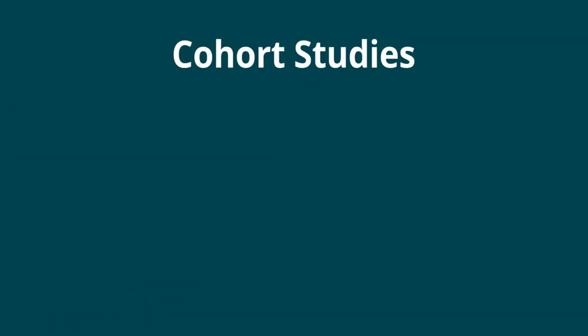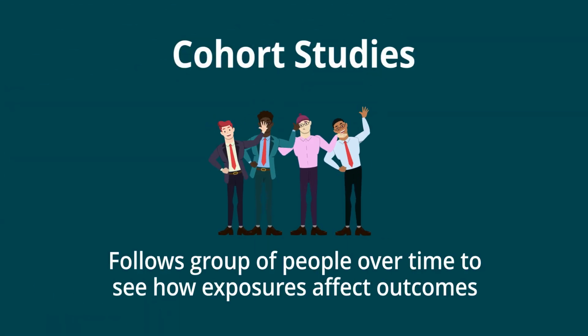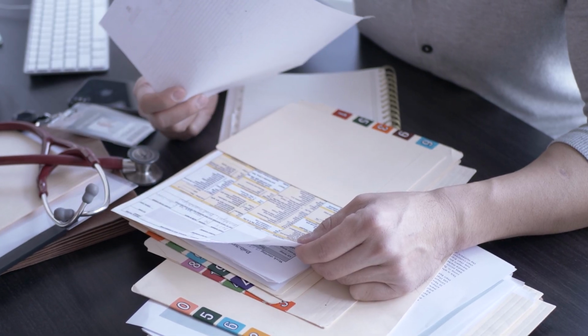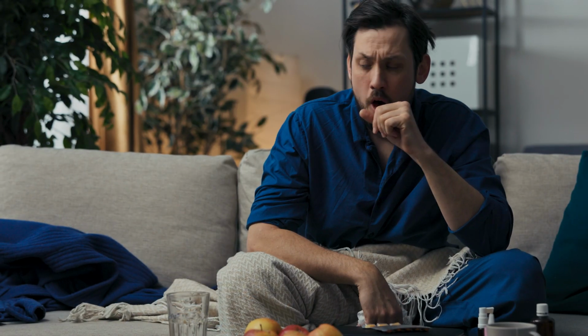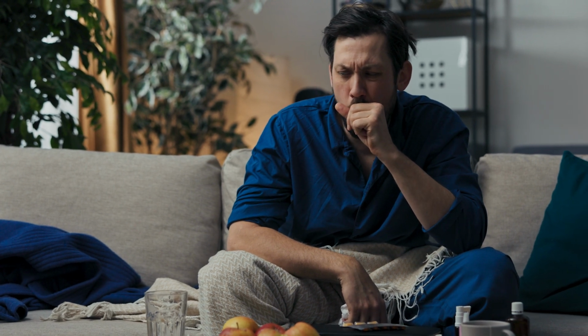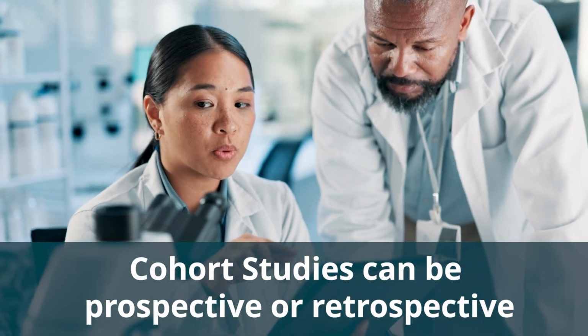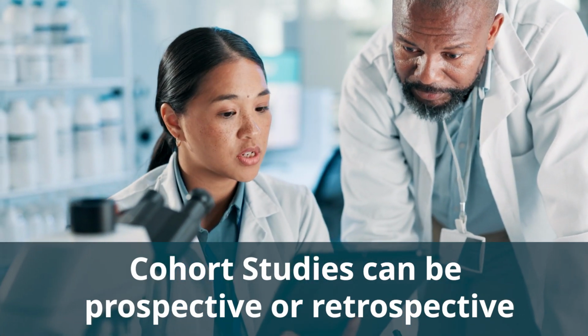A cohort study, on the other hand, follows a group of people over time to see how exposures affect outcomes. Participants are monitored over a long period of time to see who develops the outcome. This makes cohort studies powerful for understanding risk over time. Cohort studies can be prospective, looking forward into the future, or retrospective, using existing data.